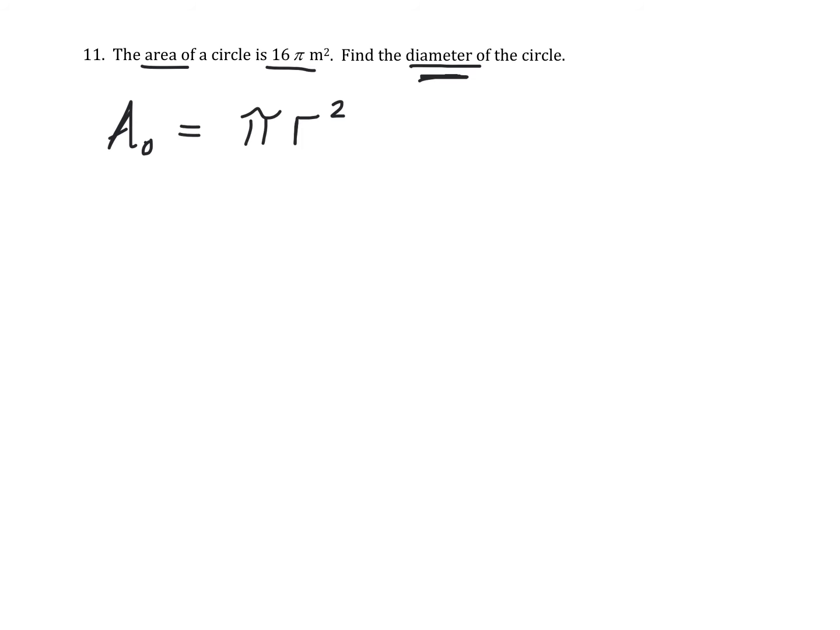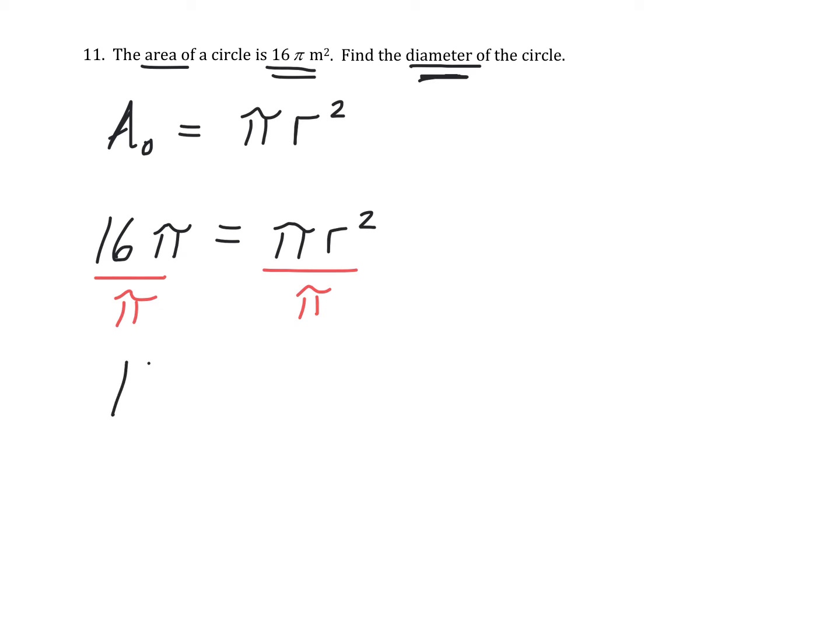So let's fill in what we know. They give me my area, which is 16 pi. And I know that's equal to pi r squared. So let's start off by getting rid of pi on both sides. Now those are going to cancel out, and I'm going to be left with 16 equals my radius squared. Well, to get r by itself, I just need to take the square root on both sides, and my radius is going to equal positive 4.